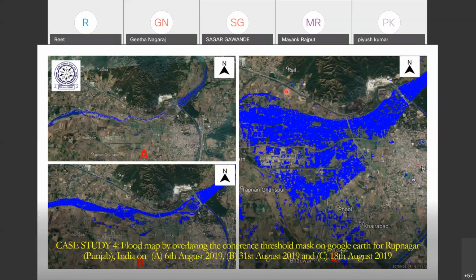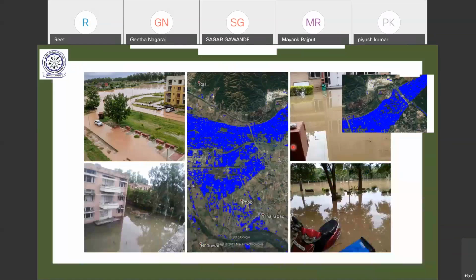To remove the flooding, the bunds were cut off, and then we were able to remove the water from the campus. So SAR data is quite useful in creating any flood map, subsidence map, which is clear now from these 2-3 case studies. These are the field photographs.